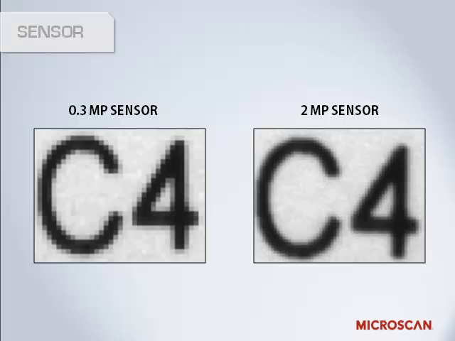It's important to ensure your camera has the right sensor resolution for your application. Here's an example of the same image captured at different resolutions. On the left is an image captured with a 0.3 megapixel sensor, also known as a VGA sensor. On the right, the same image is captured by a 2 megapixel sensor. You can see that the image on the left has much less resolution and is more pixelated. The higher the resolution, the more detail an image will have, and therefore the more accurate your measurements will be. The size of your parts, tolerances, and other application parameters will dictate your required resolution.